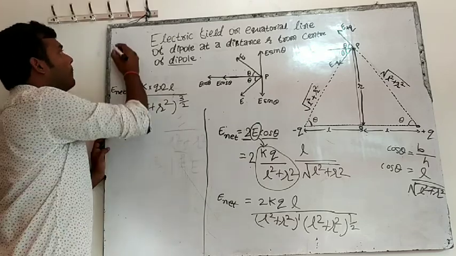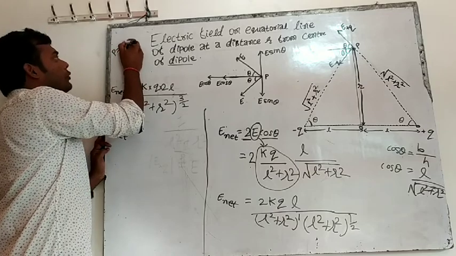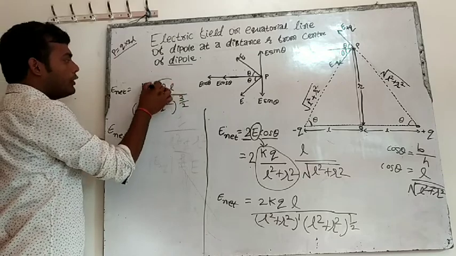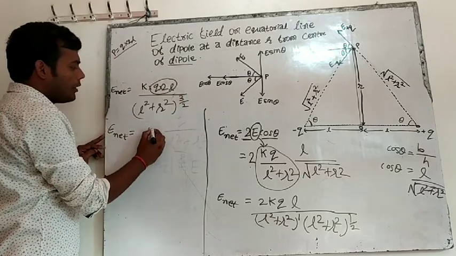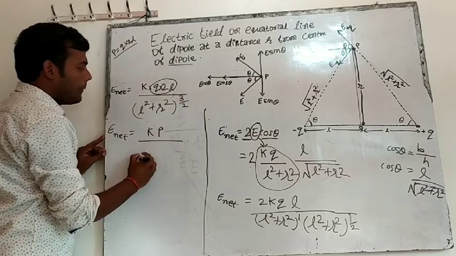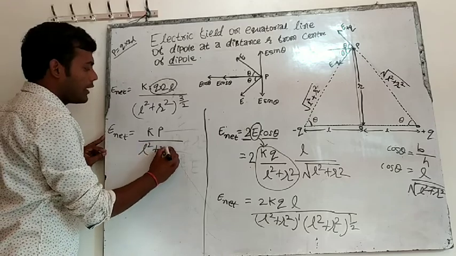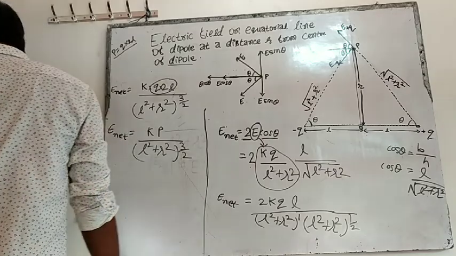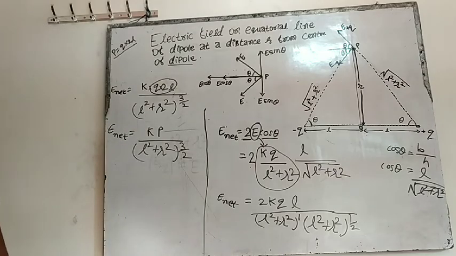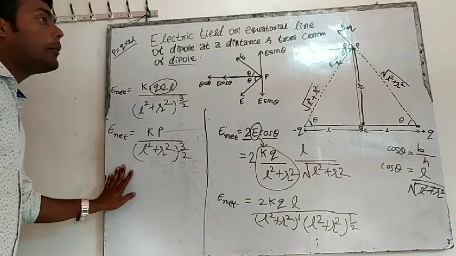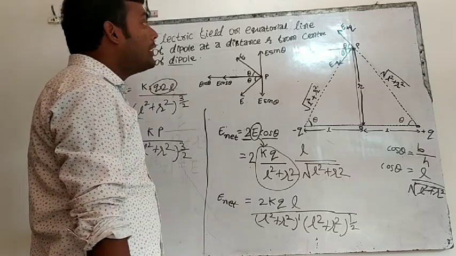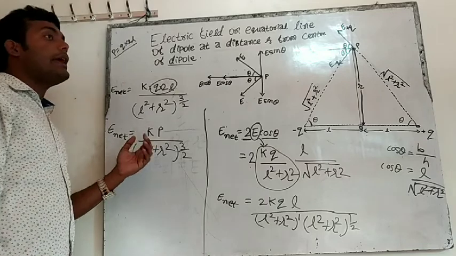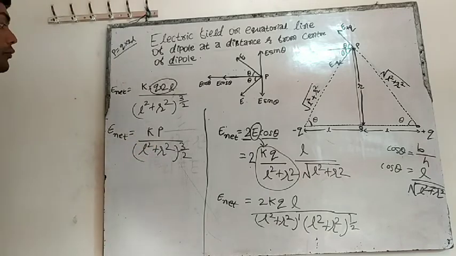So E net will be equal to Q into 2L, which is what? What was the formula of dipole moment? P is equal to Q into 2L, see the previous lecture. So in place of Q into 2L, can we write P? So this will be KP by (L square plus R square) to the power 3/2. But you don't have to memorize this formula. This is the net electric field at the equatorial position, and it is KP by (R square plus L square) to the power 3/2.